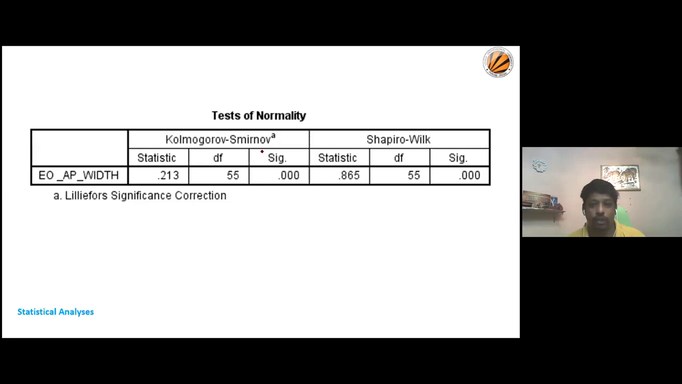This is Kolmogorov-Smirnov and Shapiro-Wilk. So when to use Kolmogorov, and when to use Shapiro-Wilk? Usually when your sample size is less than 50 or 60, you may use Shapiro-Wilk. It should be a non-significant result. If you have a significant result, it indicates that your data is not normally distributed.